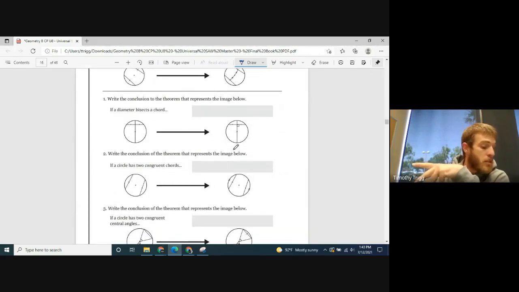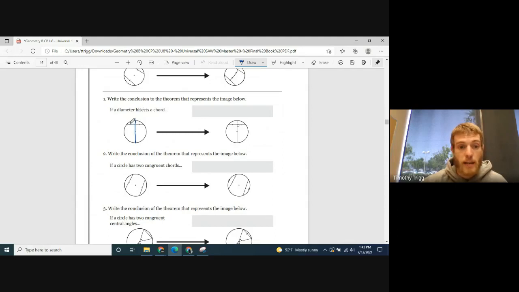So we're not going to spend too much time discussing them, but I'll tell you what should go here, and you can write it in on your own because it's going to take too long for me to write it. So this one says, if a diameter bisects a chord, so you have a diameter, that means a line going across the middle of a circle, bisects a chord.